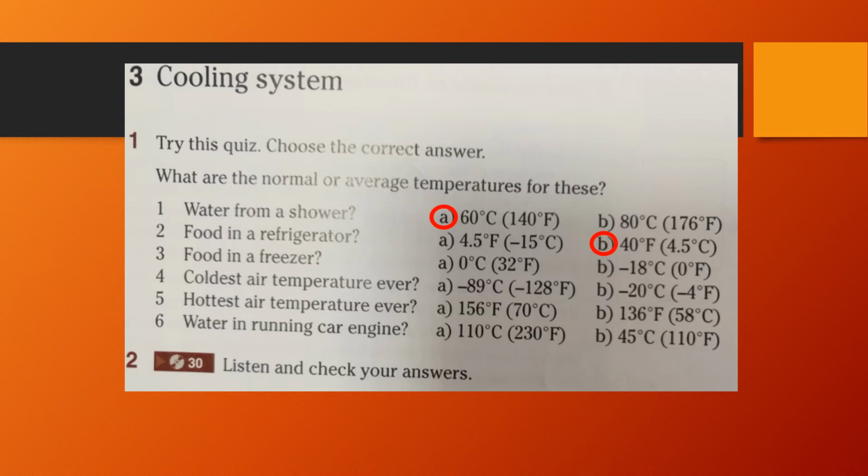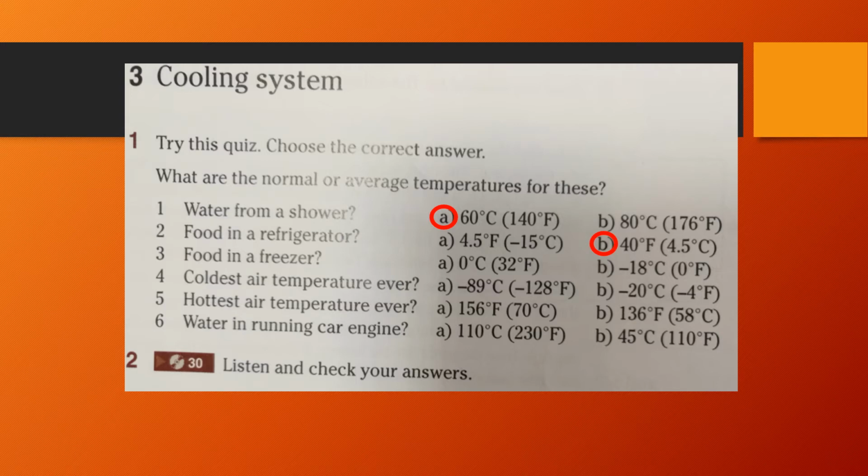Three. That freezer's too warm. Turn the temperature down to 0 degrees. 0 degrees Celsius? No, that's too warm. 0 degrees Fahrenheit. That's the same as minus 18 degrees Celsius. 4. Do you know the record for the coldest air temperature in the world? No. It's minus 89 degrees. Fahrenheit? No, Celsius. Where is it? In Antarctica.